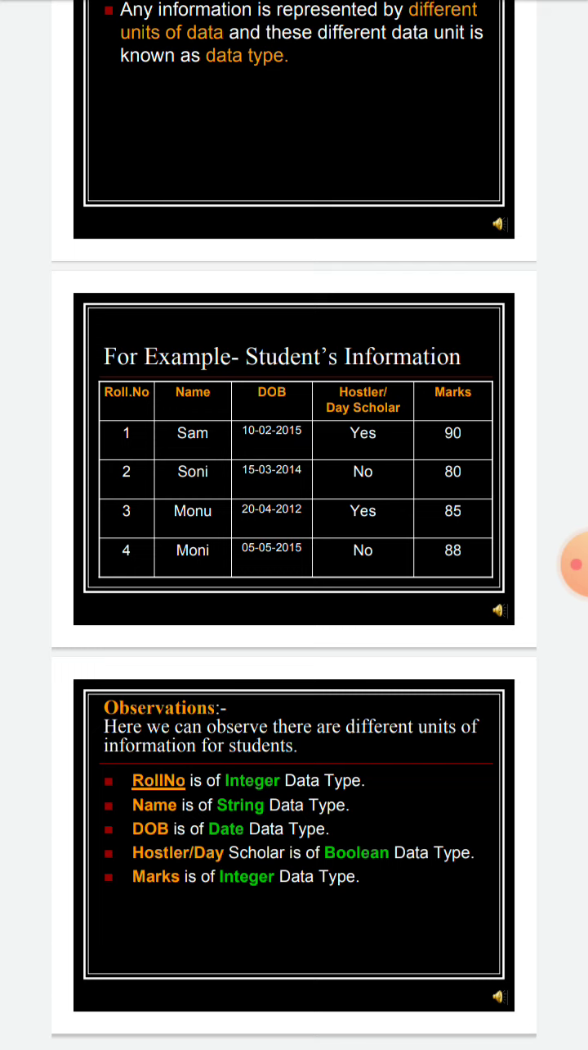So this is all about Visual Basic introduction. In this session we have learned what Visual Basic is, what the data types are, and how data types can be used to represent information of students or of any other entity or object.